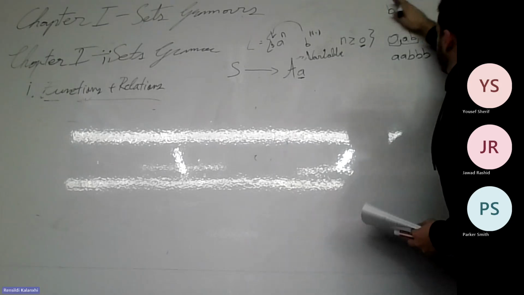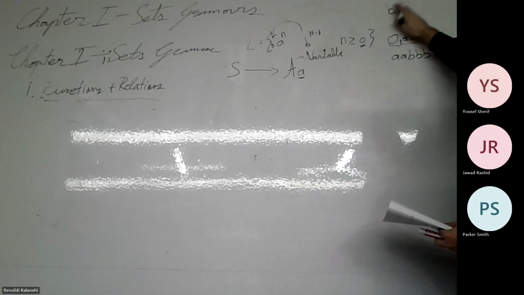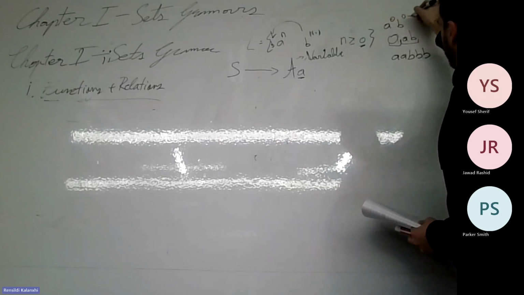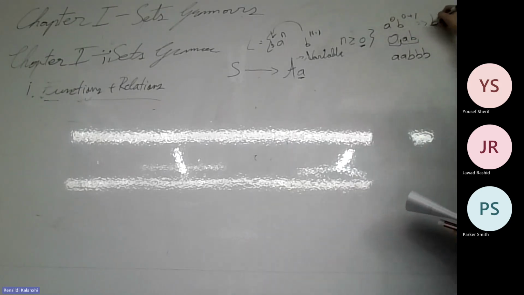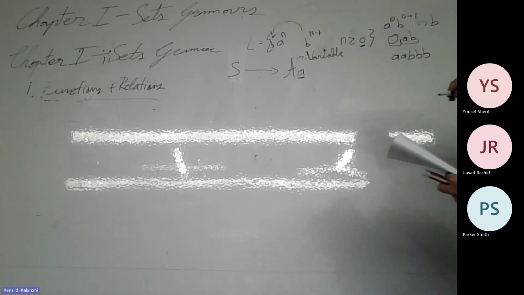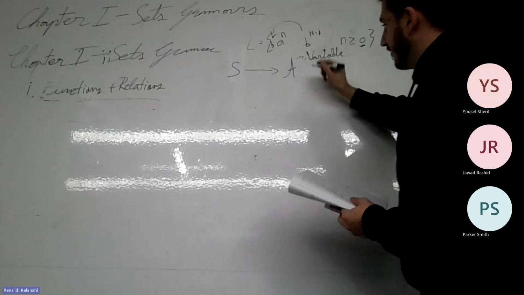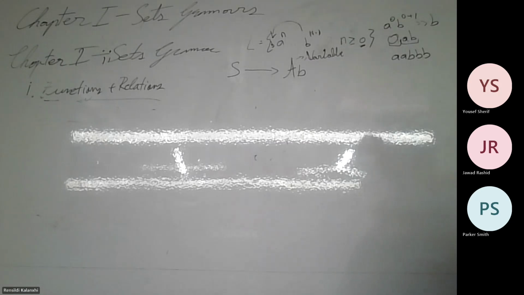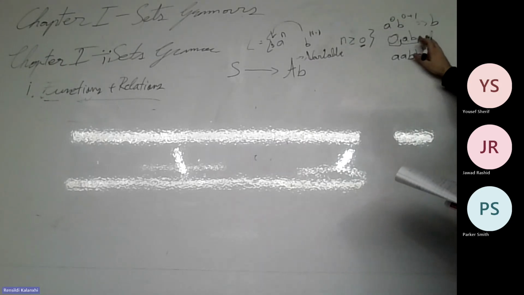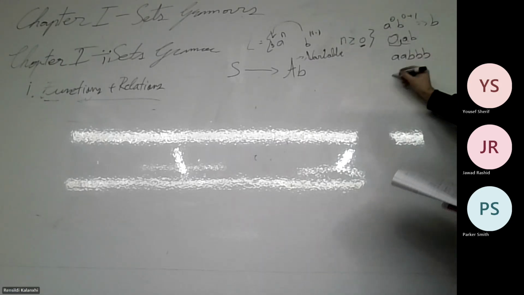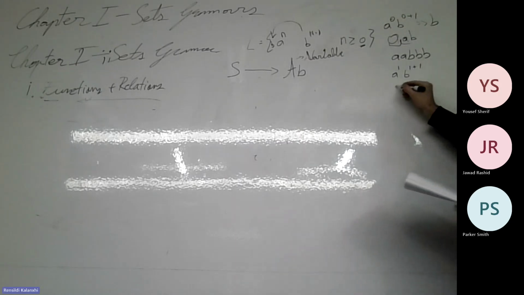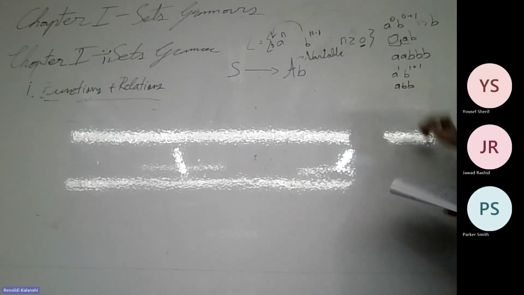Oh, you cannot see it. It's going to be a^0 and then b^(0+1), which will just be b. So that's how we're going to start it. So it's b actually, it's not a. But now we want a^1 b^(1+1), which will be abb.